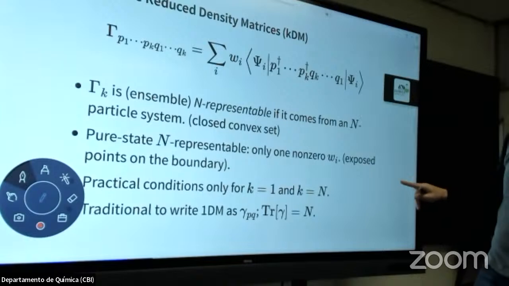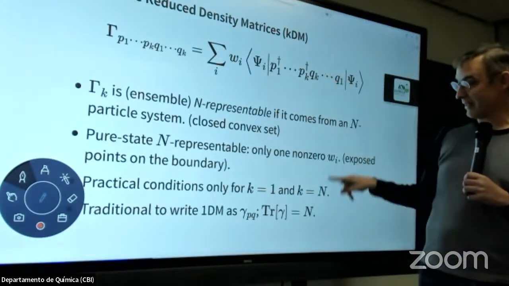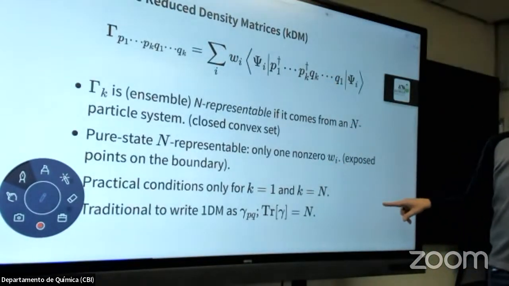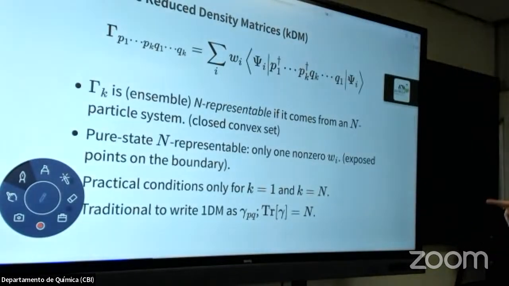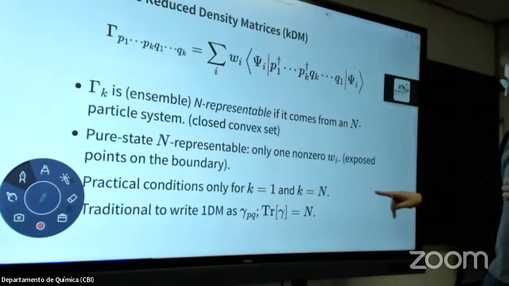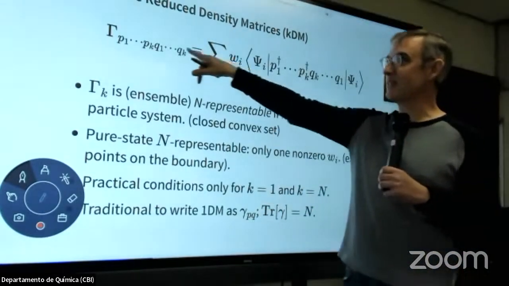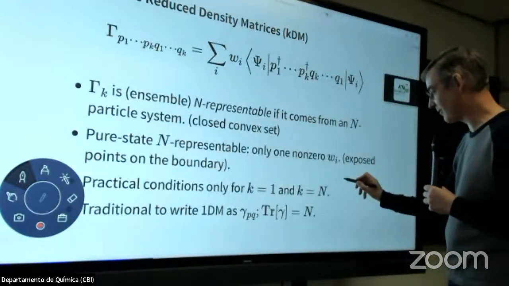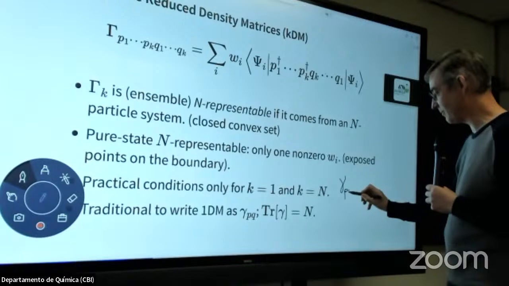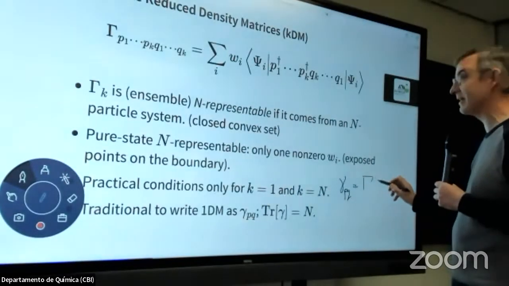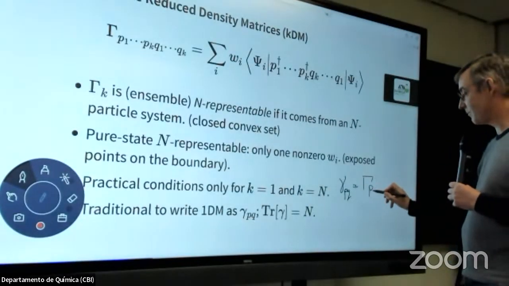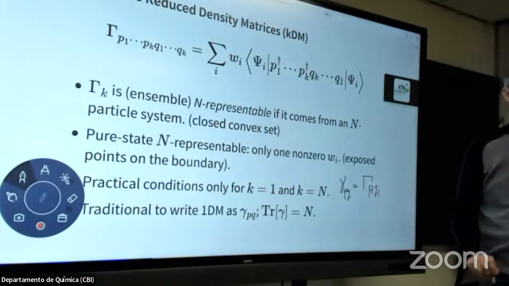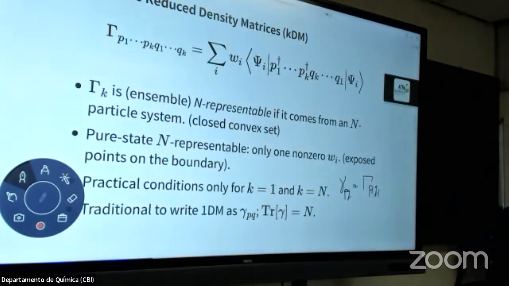There are practical conditions we know only for K equals 1 and K equals N. K equals N is trivial. K equals 1, I'm going to show you. So K equals 1 is an easy case. And just when K equals 1, traditionally, instead of using the big gamma, we use a little gamma. So to be very clear, what I'm calling gamma PQ is equal to big gamma of P1. That's just notation, right?